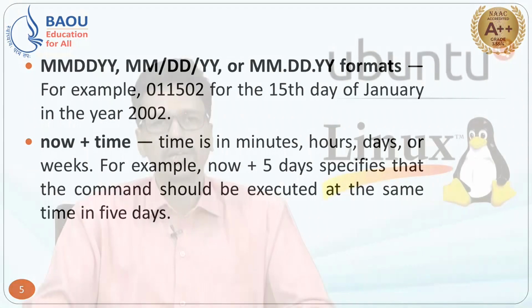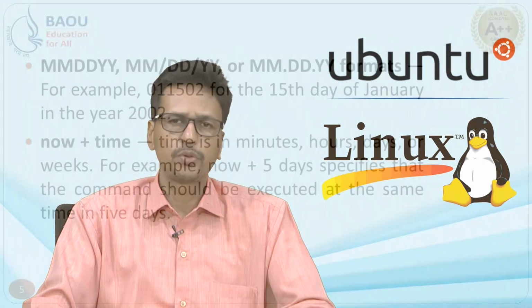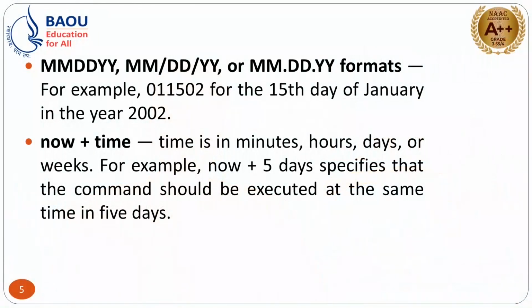So if you want to execute that particular command or job, you have to mention the first 2 digits, which are the month, then the day, and then the year, right? So you can also apply this. Then you can see another option, now plus time. Now suppose you want to repeat that particular job, you want to repeat executing that particular command. In that case, you can use this kind of format.